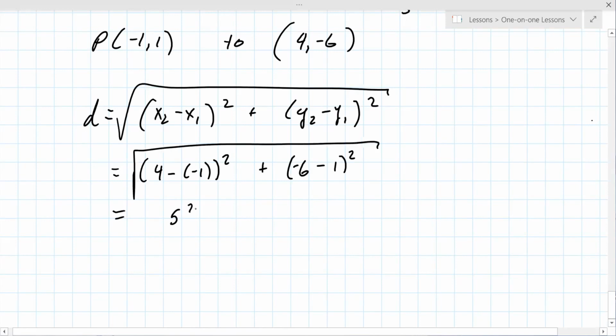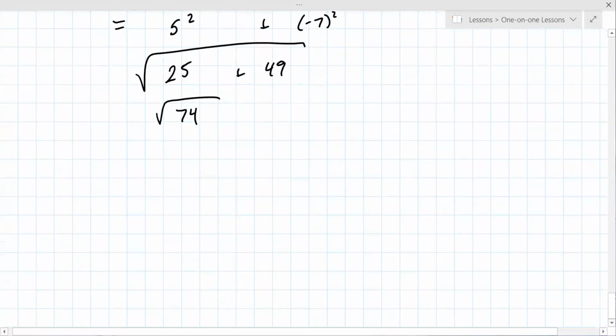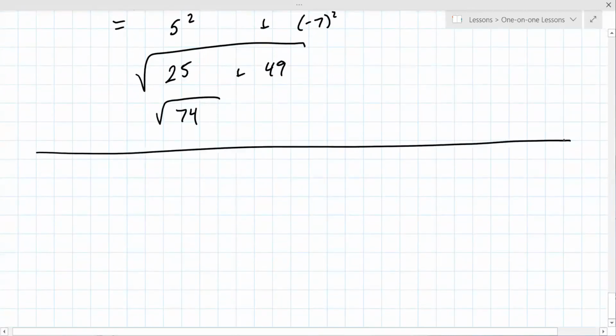So this is 5 squared. This is negative 7 squared. This is 25 plus 49. So you end up getting the square root of 74. So it's really critical that we understand that all of these problems give you 2 points that are on a line, and then they give you a third point.